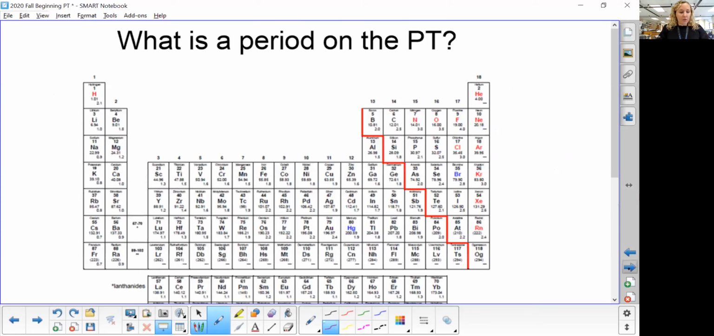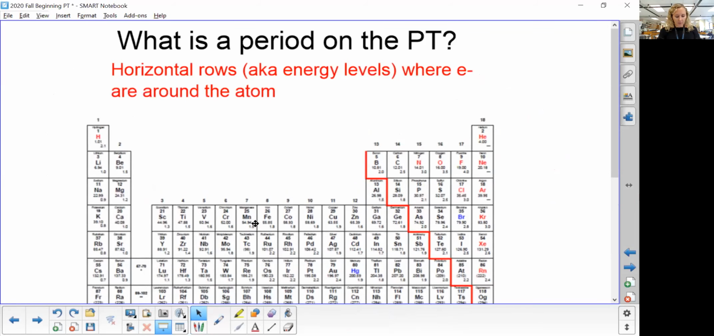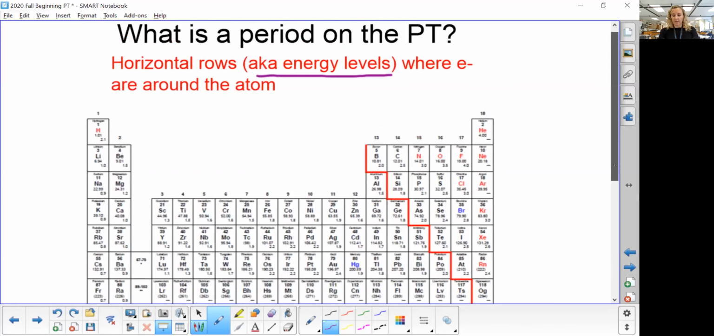All right, so some other vocab that you're going to learn about, but I want to highlight, is what is a period on the periodic table. We have talked about this. They are the horizontal rows on the periodic table, but we're going to think of them as the energy levels, okay? The periodic table is organized this way, so it's very intentional why there are 7 rows. And it's called a period, all right?